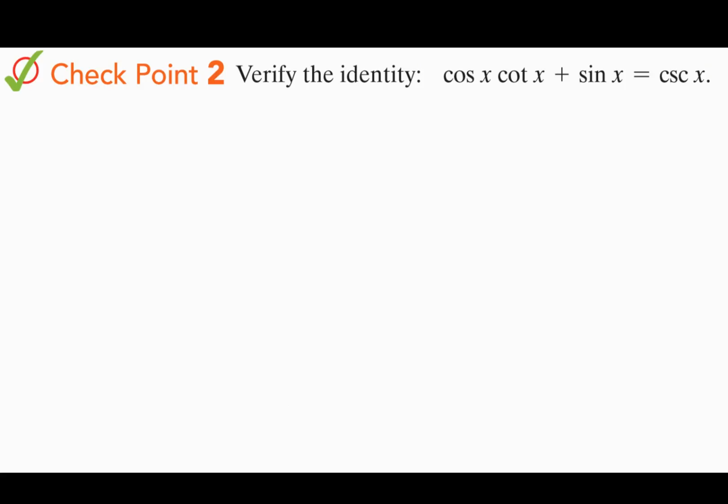Let's try it again. The process here is going to be very similar, in fact almost exactly the same. So the cosine times cotangent is cosine over the sine, plus the sine is equal to the cosecant. That turns into cosine squared over the sine plus a sine.